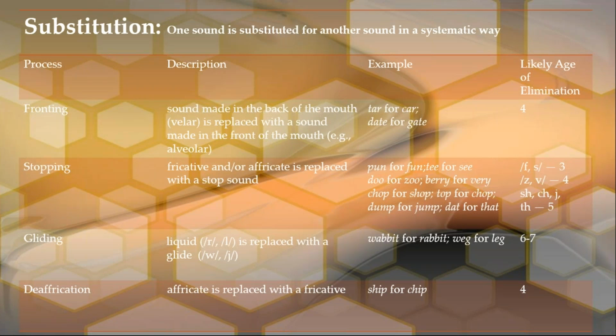And then deaffrication is when an affricate is replaced with a fricative. So instead of saying chip, they might say ship. So they're still making that sound in the general area. They're just changing it to a different sound. And that should be eliminated by age 4.